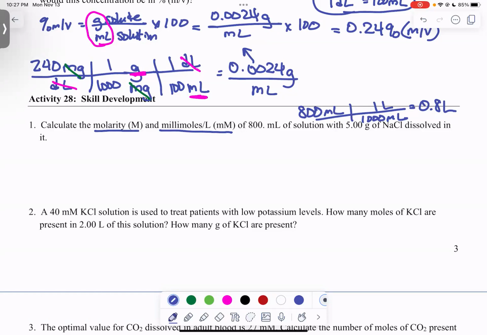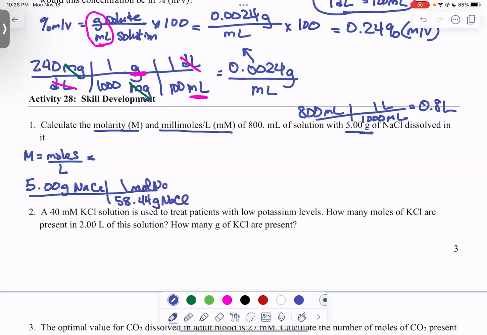Now, what I want to do is get to molarity, and I know molarity is moles per liter. I should put my formula, y'all. So my molarity is equal to moles per liter. My number of moles, I'm not in moles, I'm in grams, so I've got to get out of grams. So I'm going to go 5.00 grams of NaCl, do dimensional analysis. And remember, we did up in number 3, we got the molar mass of sodium chloride, and that was 58.44 grams NaCl in 1 mole NaCl. So now we're in moles.